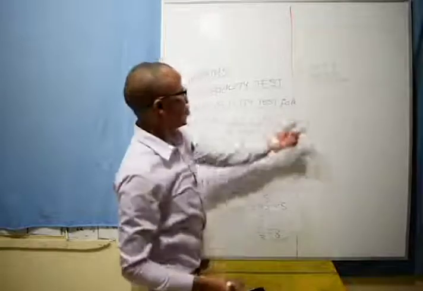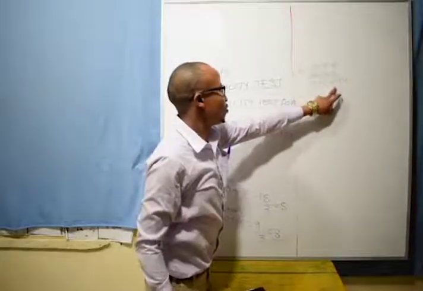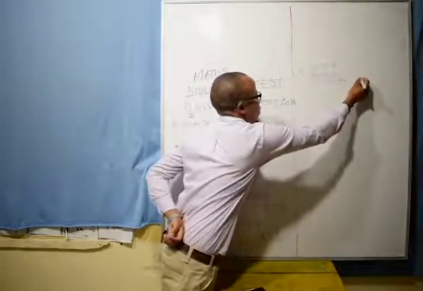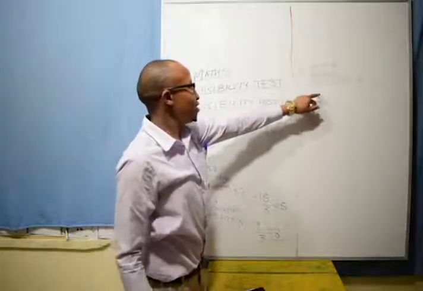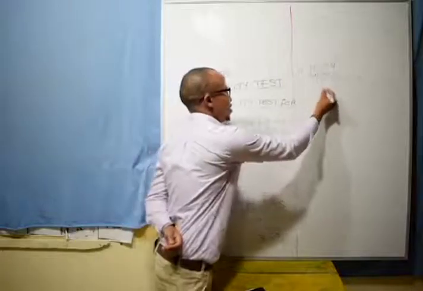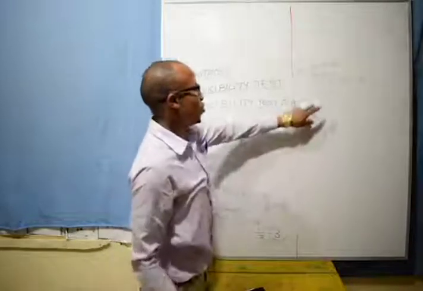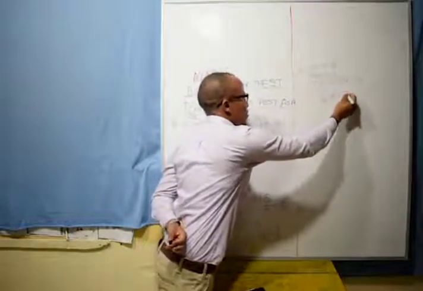So what are you supposed to get? 4 plus 0 is equal to 4, and then plus 0 is 4, and plus 4 is equal to 8. Is 8 divisible by 3? No, because if you divide 8 by 3, you are going to get a remainder. So you can say it is not divisible by 3.